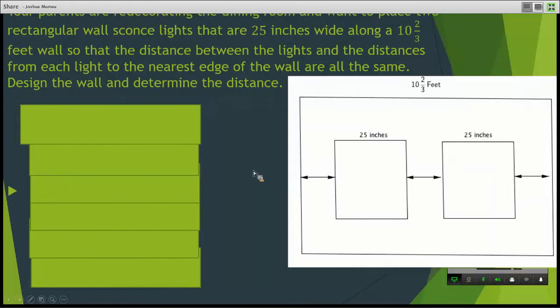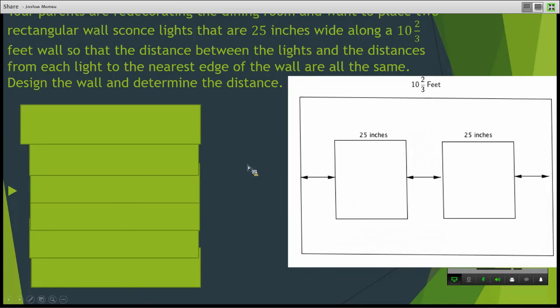Let's say your parents are redecorating the dining room and want to place 2 rectangular wall sconce lights that are 25 inches wide along a 10 2/3 feet wall, so that the distance between the lights and the distances from each light to the nearest edge of the wall are the same. Design the wall and determine the distance. So first, the length of the wall, 10 2/3 feet. Each of the lights, 25 inches in width. And we need to find what is the distance of each of those 3 arrows that are all going to be the same distance. Now, we're going to show 2 ways to solve this.